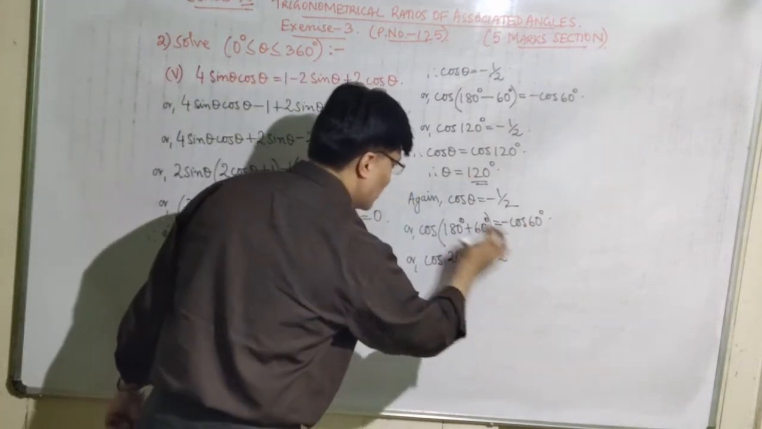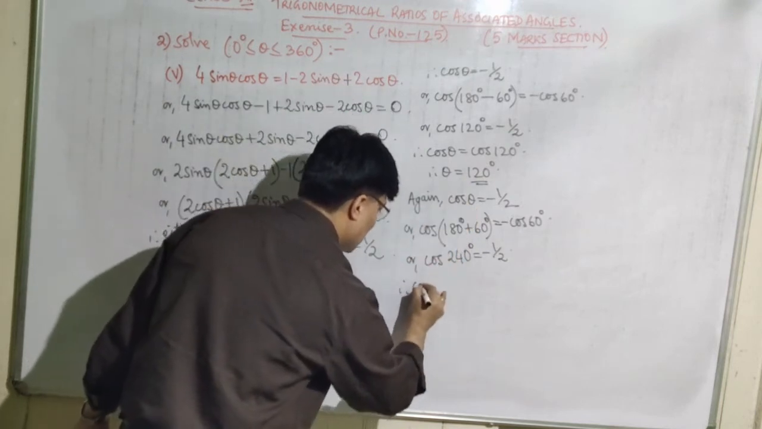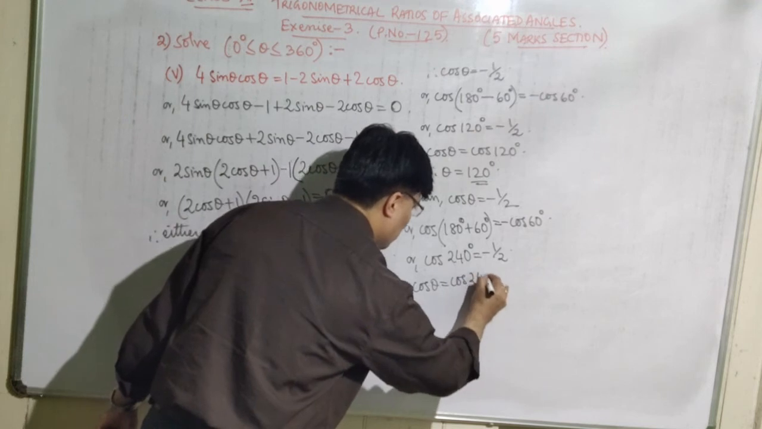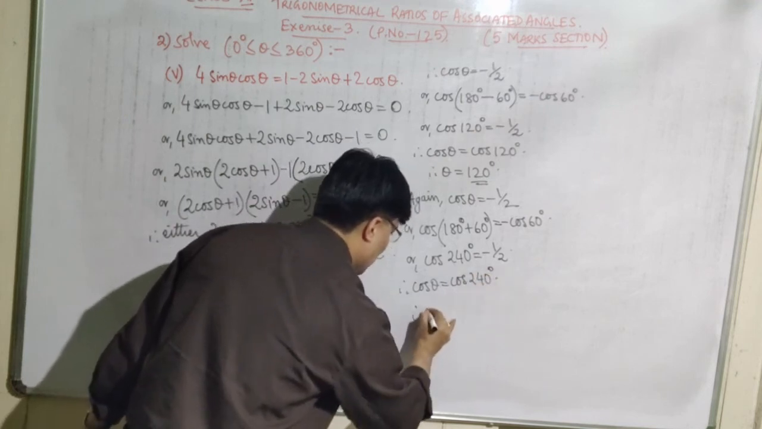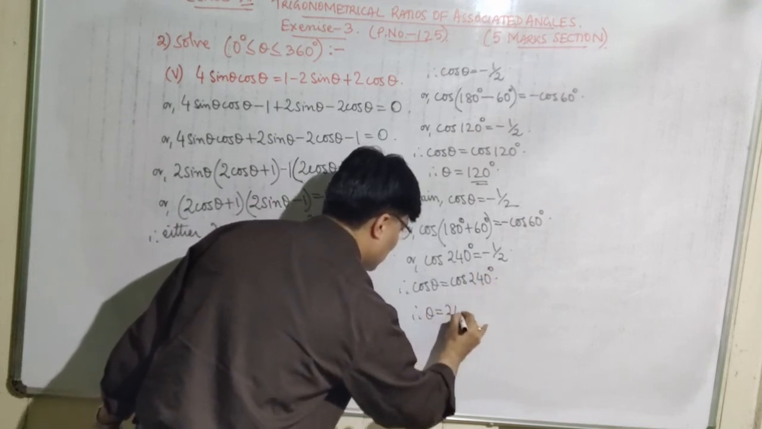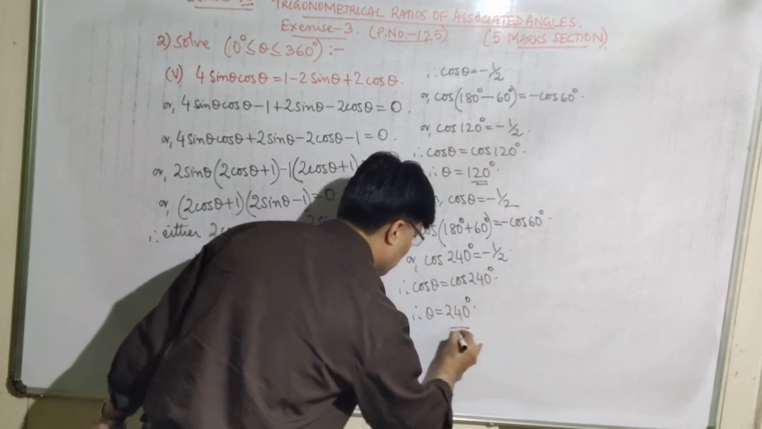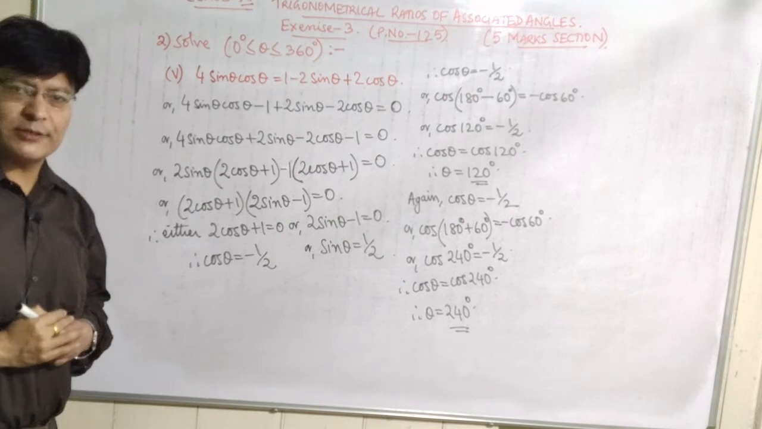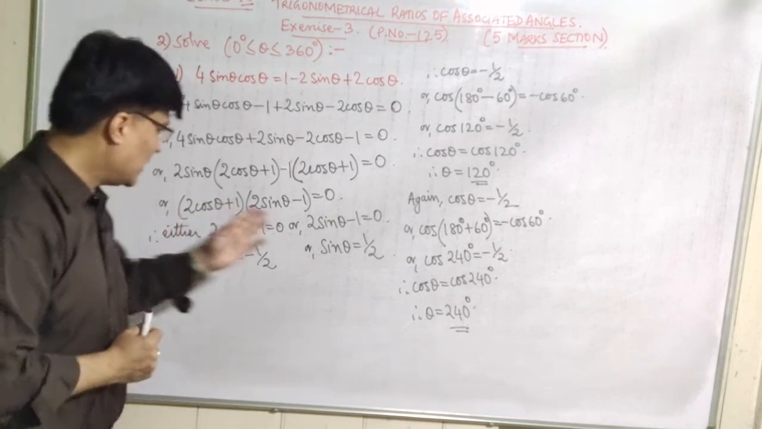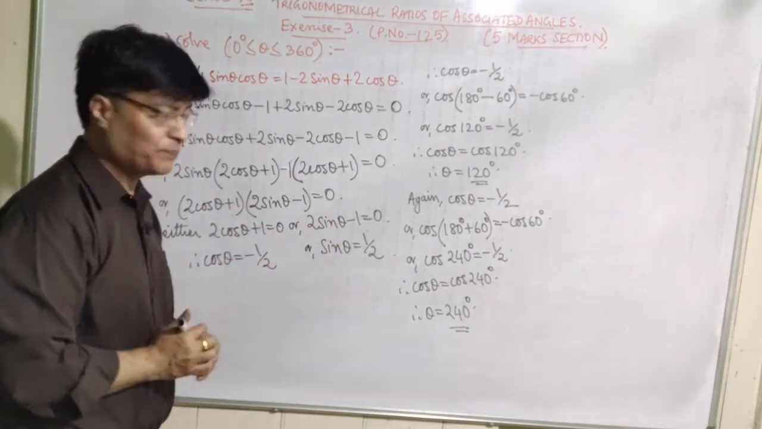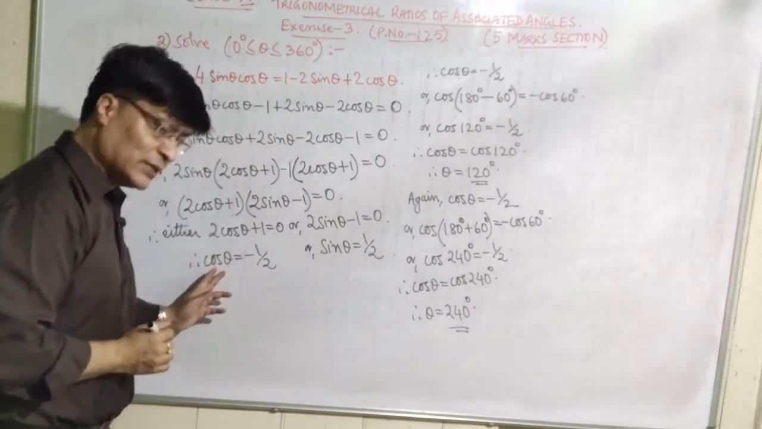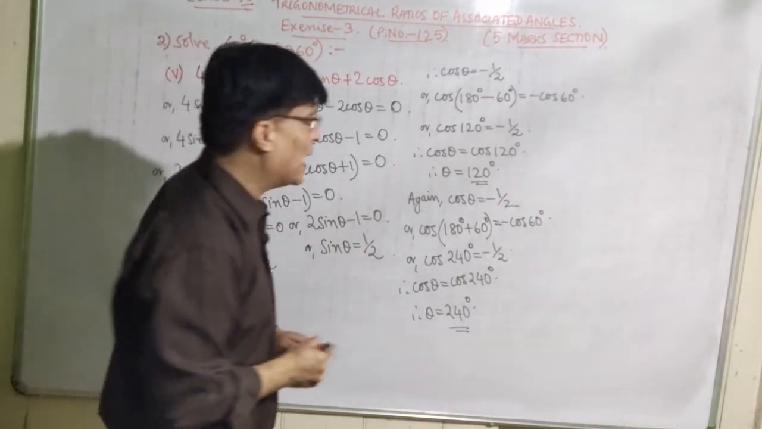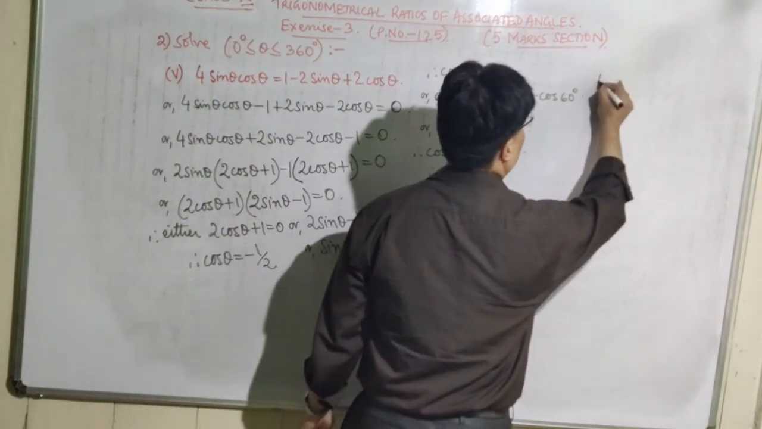Since right hand sides are equal, left hand sides must be equal. So it is cos theta is equal to cos 240 degree. So what is the value for theta now? So theta is equal to 240 degree. So I think you have understood it. Now again, sin theta is equal to half. So we have done it for cos theta is equal to minus half. Now sin theta is equal to half.